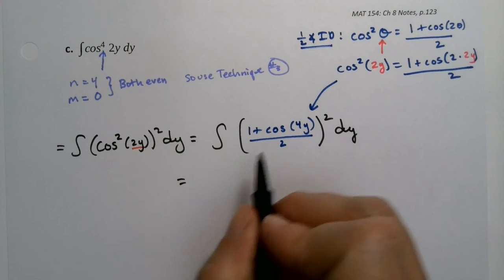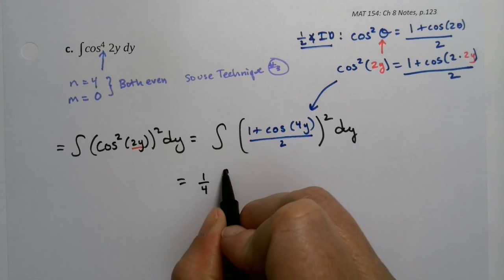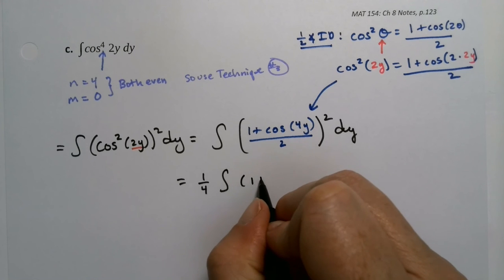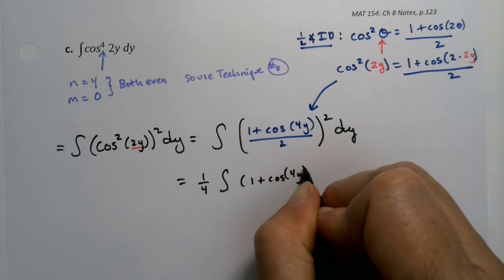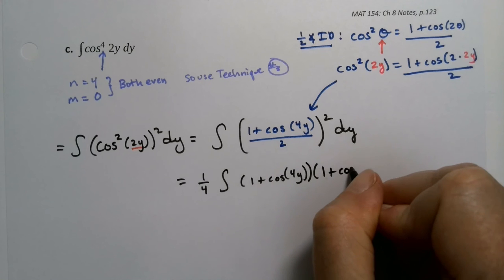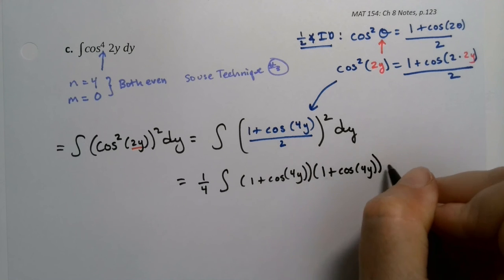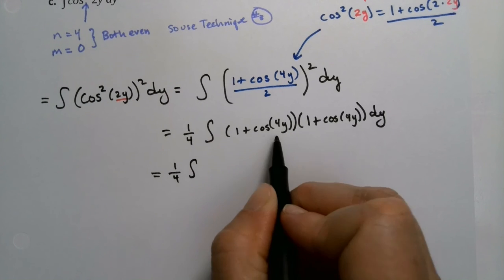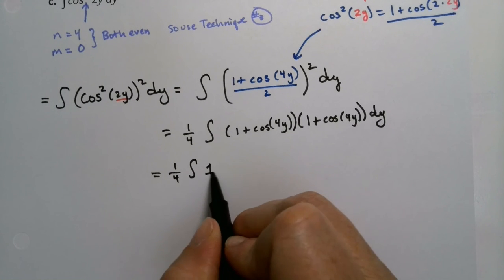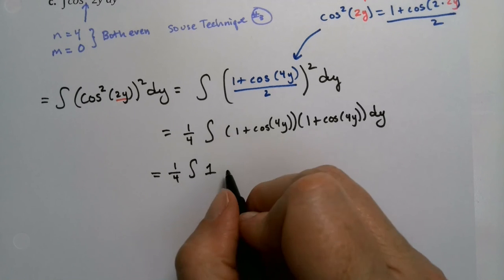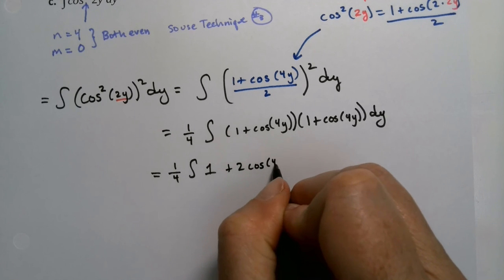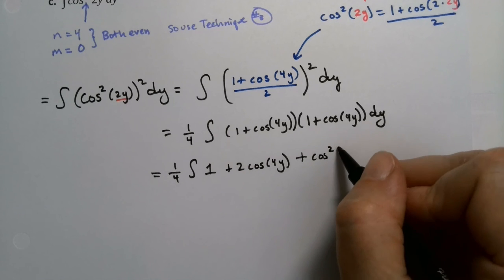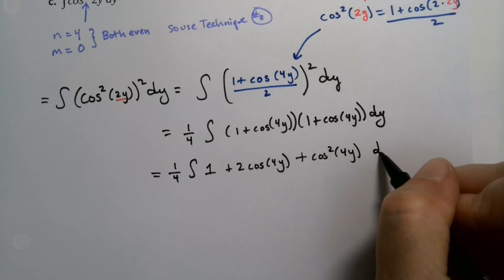2 squared for starters is 4, right? So that'll be 1/4 integral of, and then I'm going to expand that numerator. 1 plus cosine of 4y squared means I'm going to multiply it by itself. All right, so now let's actually expand that. 1 times 1 is 1. Cosine of 4y plus another cosine of 4y makes 2 cosine of 4y plus, and then I have another cosine squared of 4y dy.